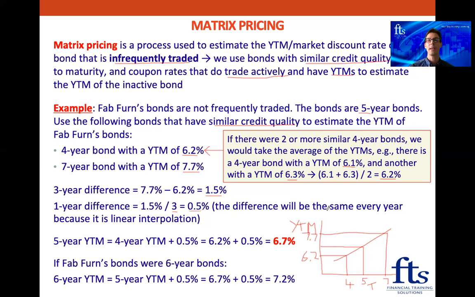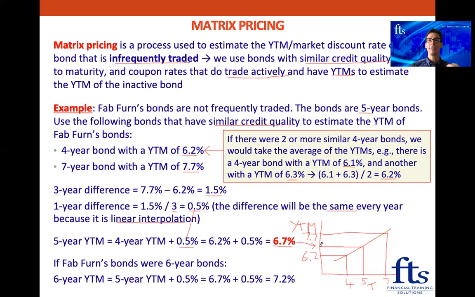The difference is going to be the same every year, because we are doing what we call linear interpolation. So for every year we go 1 year further out, the yield's going to increase by 0.5%, because of the extra risk as we get longer terms. So now to work out the 5-year yield to maturity, all we need to do is take our 4-year yield to maturity, which was 6.2, and then add this 0.5% onto it. And that's all it is. So the 5-year bond works out here at 6.7%. So we can write in the 6.7% over here. That's what the 5-year would be.